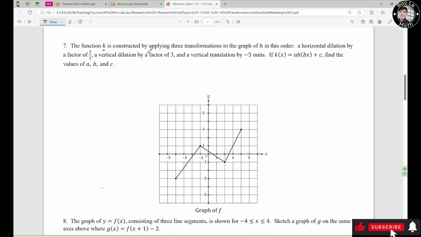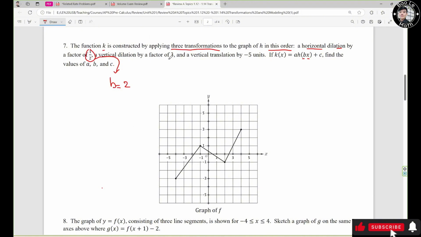The function k is constructed by applying three transformations to the graph of h in this order. First, horizontal dilation by a factor of 1/2, right? So when we talk about the horizontal dilation, which means we talk about the value of b, right? Because b is related to s, right? So when it comes to any variable related to s, think opposite, right? It's going to be b equals 2, right?